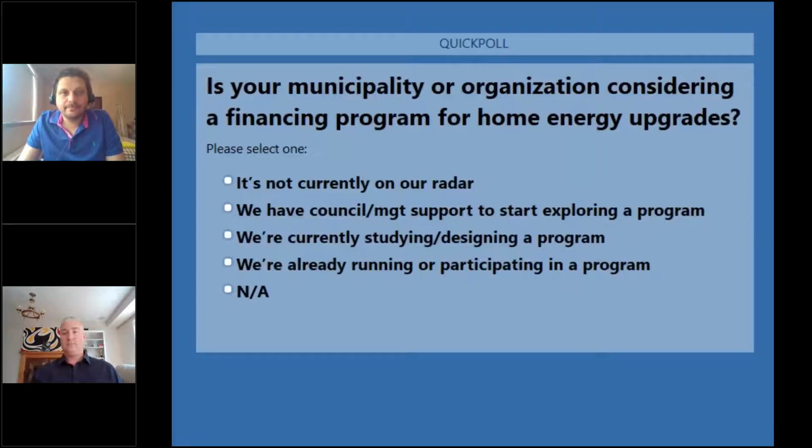Thanks everyone who voted during the poll. Moving on to the next question. Is your municipality or organization considering a financing program for home energy upgrades? Please select one of the following options. It's not currently on our radar. We have council support to start exploring a program. We're currently studying or designing a program. We're already running or participating in a program, or it's not applicable at this time.